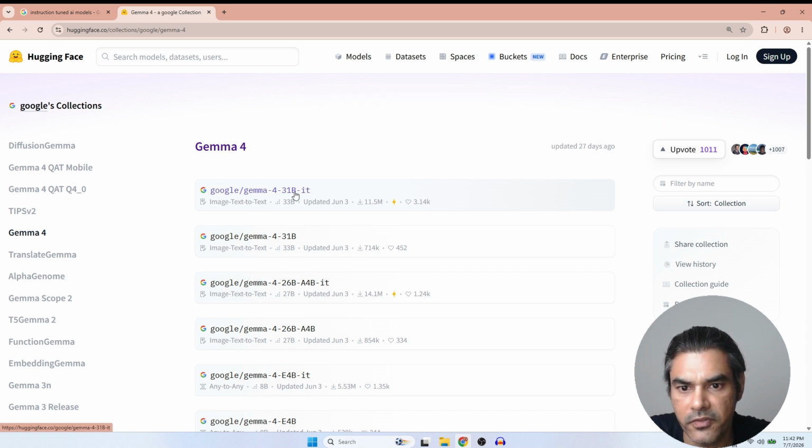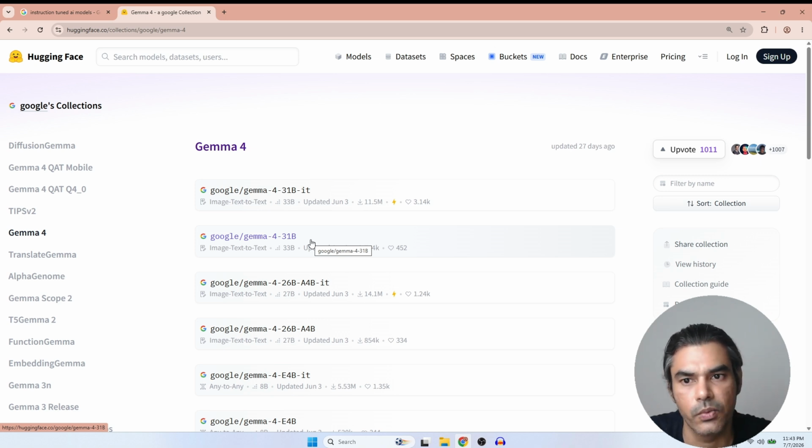So I was looking through the Gemma 4 family of models they released, and the first one is the Gemma 4 31 billion parameter model, and I saw this term called IT. And if you see the second one, it's again a Gemma 4 31 billion parameter model, but this doesn't have IT. So this got me intrigued as to what this IT means. So IT stands for instruction tuning.